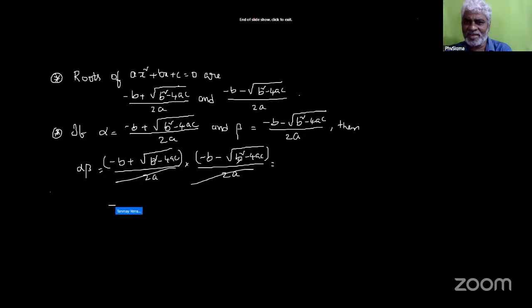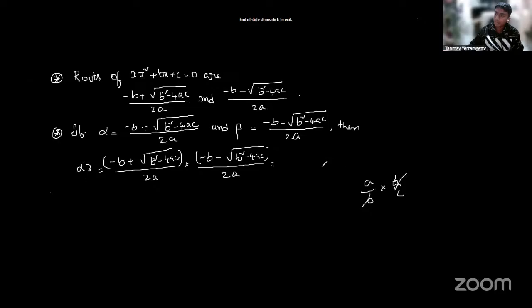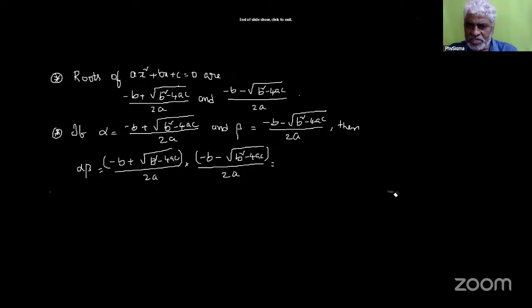No. Both are in the denominator, we cannot cancel like this. A by B into B by C: here we can cancel B. To cancel, one must be in the denominator and one must be in the numerator, right? Then only we can cancel.